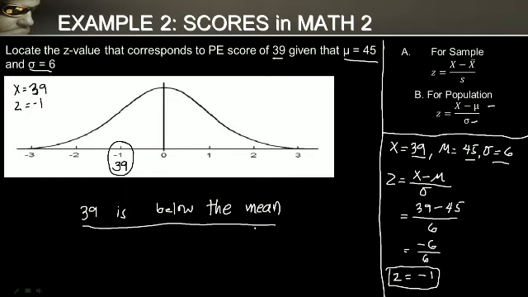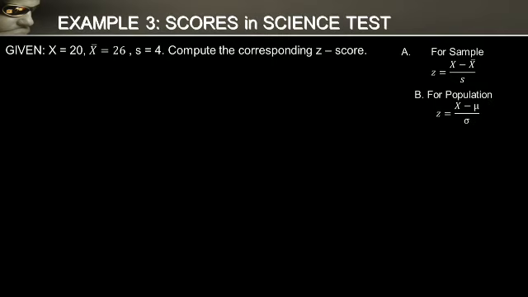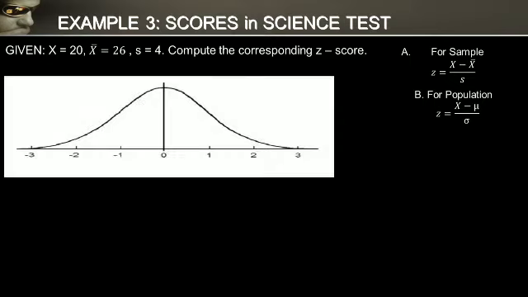So, I hope na nagigets po ninyo ang ating discussion. Okay? Let's proceed to another example. Example number 3, we have the scores in a science test. Given that the value of your raw score is 20 and the value of your mean is 26, and then the value of your standard deviation is 4. Compute the corresponding z-score. So, ano nga po ba ang corresponding z-score ng value of your x is 20? Now, hanapin natin yung z-score ng 20.